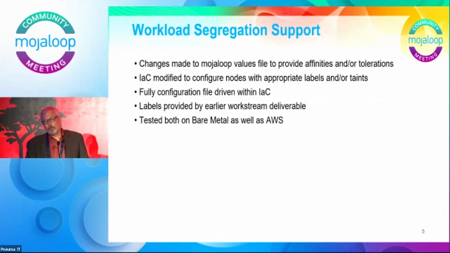And what this means is that you can allocate workloads, certain pods, to certain VMs, if you want to call them that, nodes within the Kubernetes cluster. And that allows you to create nodes that are particular, say, to databases, nodes that are particular to Mojaloop services, and then make sure that your workloads are only running on those nodes. So that's been tested on bare metal as well as AWS, and that's functioning as expected.